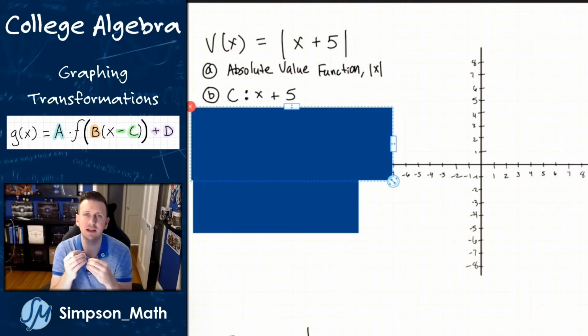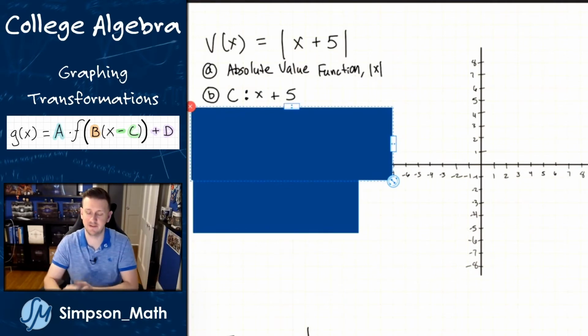So when I label c, I always just say c colon, and then I just write the binomial that's with the x, and so that's x plus 5. I'm just doing that for myself because there's a little bit of weirdness as to whether you define that negative as a part of the c or that negative is just a part of the formula and not the c. So to clear all confusion, I would just write that binomial, that x plus 5.